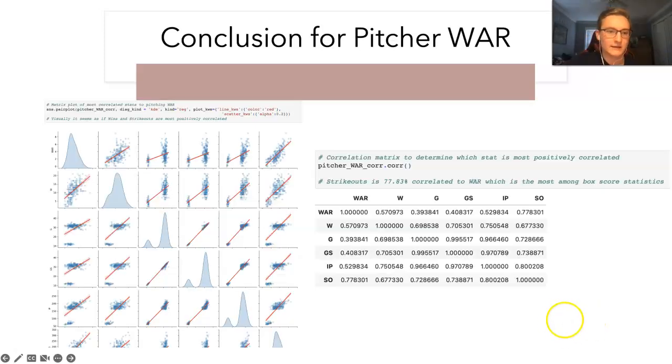And lastly, I did the correlation matrix, and I also had a visualization to just see if it was going to be blatantly obvious. It seemed as if wins and, at the very bottom, strikeouts were the most correlated. It turns out they were the 2 most correlated, but strikeouts were very much so the most correlated, 77.83% correlated to WAR, which was the most among these statistics. And it was the most among all the statistics that I had gathered at the beginning as well.